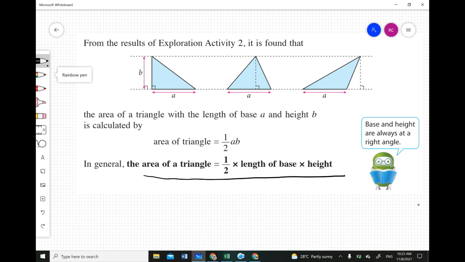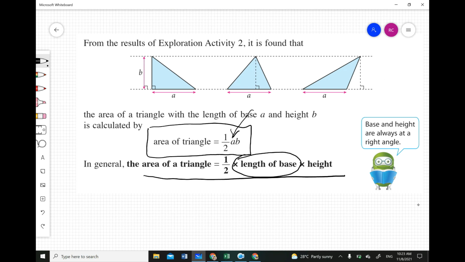So what you do, you just need to memorize this. Area of triangle is 1 over 2 AB. You just need to remember the A over here, it represents the length of base. The B over here will represent the height. So where is the length of base? This is the length of base. This is the length of base. Where is the height? This is the height.